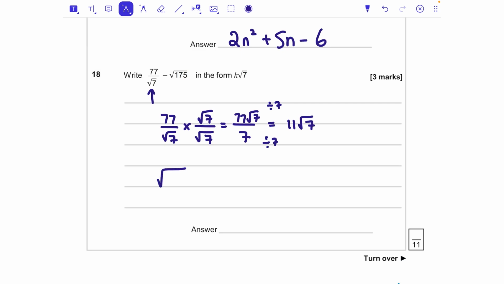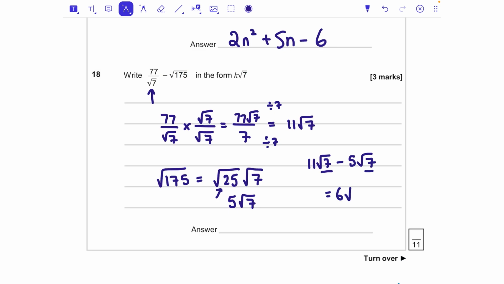Now to look at root 175. To simplify a surd, we need to find the biggest square number that goes in as a factor, and that's going to be 25. So I'm going to rewrite this as root 25 root 7, because 25 times 7 is 175, and 25 is the biggest square number factor. Now the square root of 25 is 5, so that's 5 root 7, and altogether we've then got 11 root 7, take away 5 root 7, and because they're both root 7, we can actually do that, and that is 6 lots of root 7, which is our final answer.